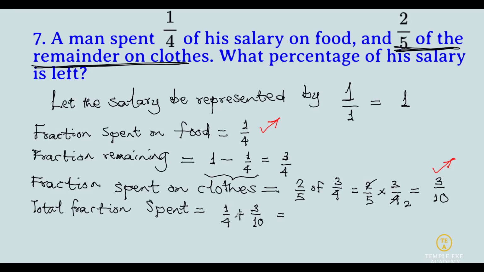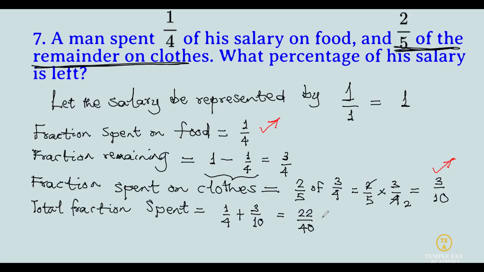4 times 3, that's 12. That 12 plus the 10. 10 times 1 is 10. 4 times 3 is 12. 12 plus 10, and that gives us 22. Divided by, multiply the bottom, 4 times 10, and that is 40.